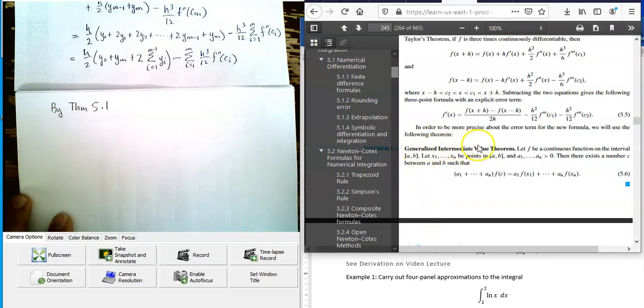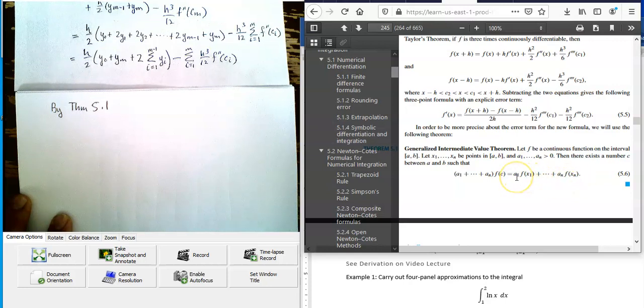Here it is. So the generalized intermediate value theorem says: let f be a continuous function on the interval a to b, let x1 through xn be points in a to b, and a1 through an be positive. Then there exists a number c between a and b such that this relationship is true, right? If we notice, it's the sum of all of these constants times some function values along our interval, right?